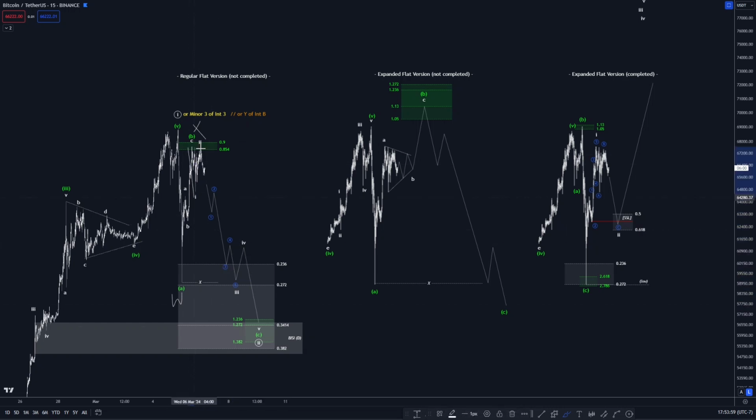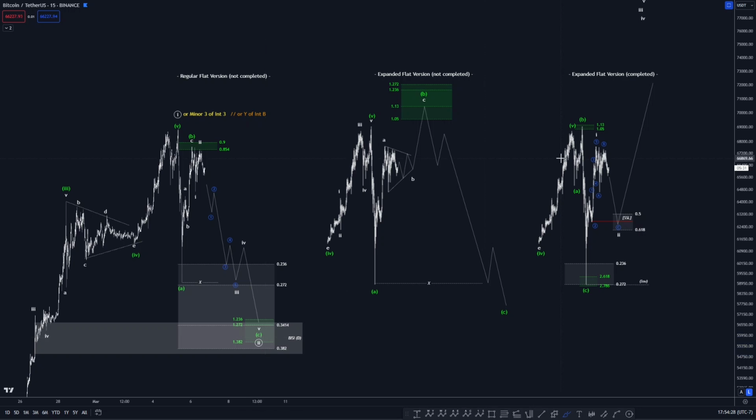A 1, 2, 3, 4, 5. That's the only difference. So I'm not really too worried about labeling this a WXY or ABC. I'm thinking more it's either a regular flat that isn't completed, or it's an expanded flat that isn't completed, and we still have a lot more to do, which makes sense if we're in a minute wave 2.